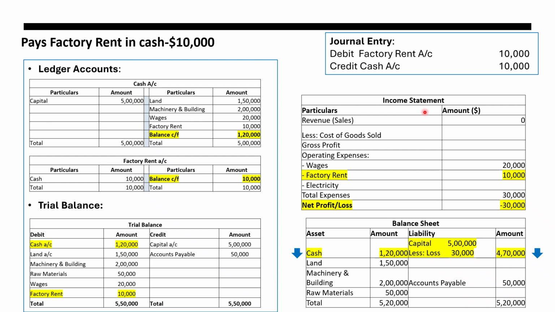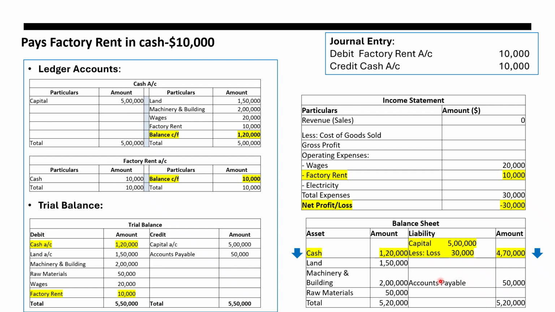Now coming to income statement. Income statement records all the revenues and expenses, gains and losses. So here factory rent is an expense which is recorded under operating expenses. And what happens with this? The loss increases from 20,000 to 30,000.